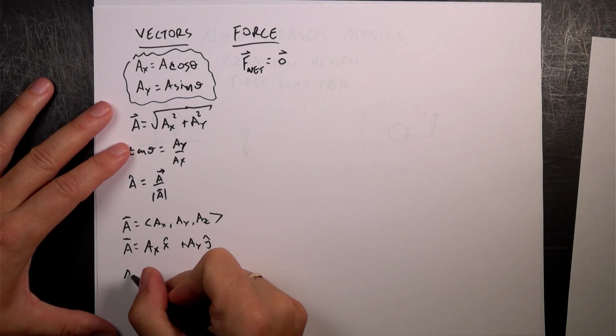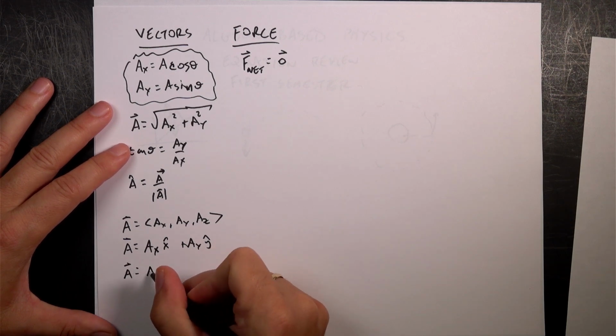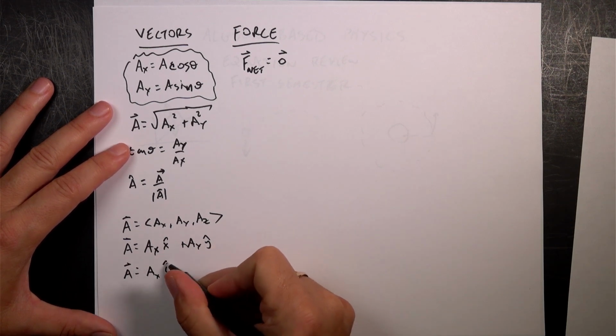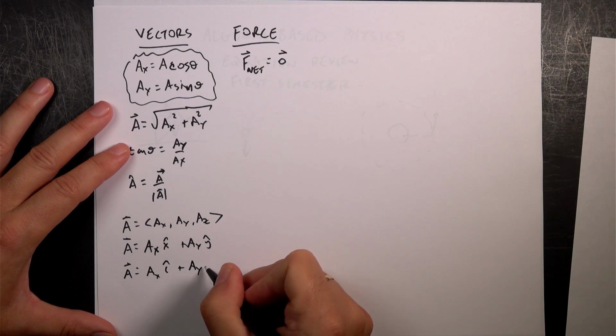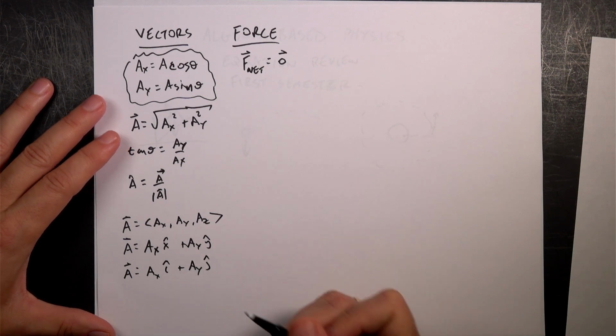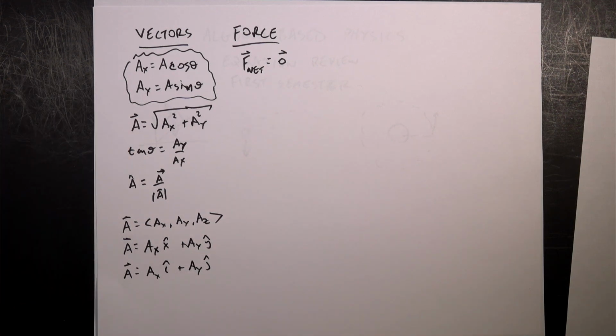And you could write it like this: A equals AX i hat plus AY j hat, and so plus AZ k hat. So those are all equivalent ways of writing vectors. Some people just like to write them different ways.